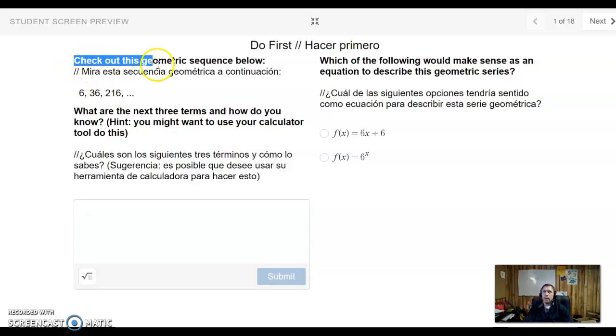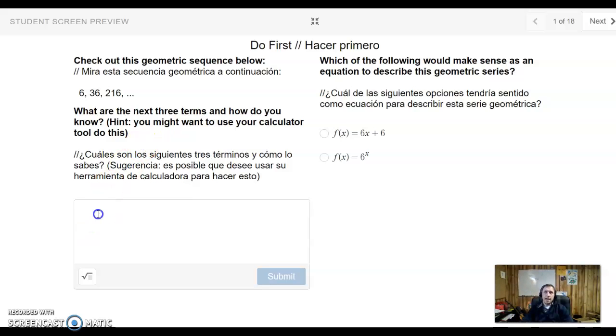What we see is we have a geometric sequence below: 6, 36, 216. Geometric sequence, what does that mean? It means it's increasing by some multiplication, right? We're multiplying by some number. And so what is that? Well, see if you find it out, and then if you do, what are the next three terms, all right?